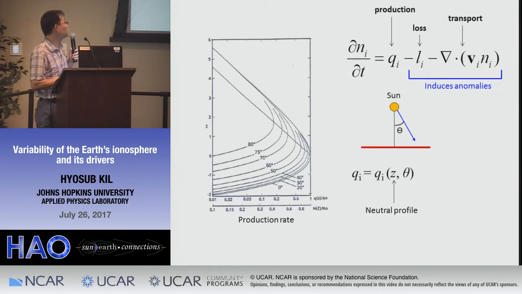The time variation of plasma density in the ionosphere can be described by production, chemical loss, and transport. Okay? The anomalies in the ionosphere are related to these terms. And you can model the production. If you know the solar radiation, you can model the ionosphere. This is a Chapman layer, depending on the solar zenith angle. If the zenith angle is small, you can have more ionization, but as the angle increases, the ionization decreases and the height also increases.